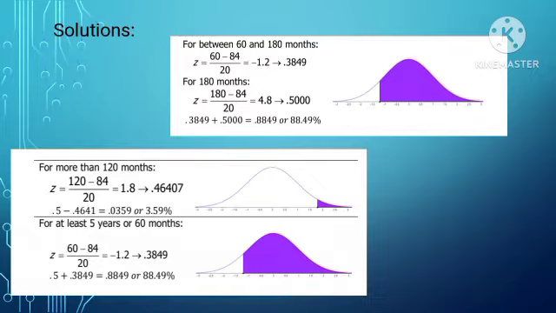C. For at least 5 years or 60 months, the z-score is equal to 60 minus 84 over 20, which is equal to negative 1.2. Find the value of negative 1.2 in the z-score table. The value of negative 1.2 in the z-score table is equal to 0.3849. Draw the curve under the negative 1.2, then shade it to the right. To solve it, 0.5 plus 0.3849 is equal to 0.8849 times 100% is equal to 88.49%.